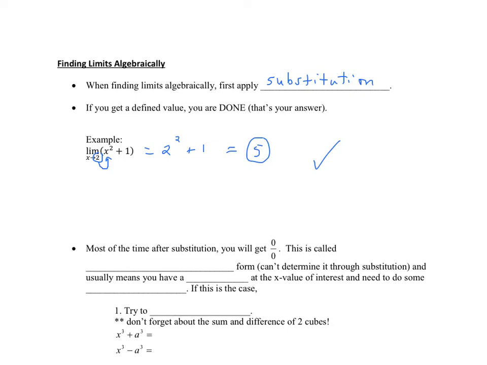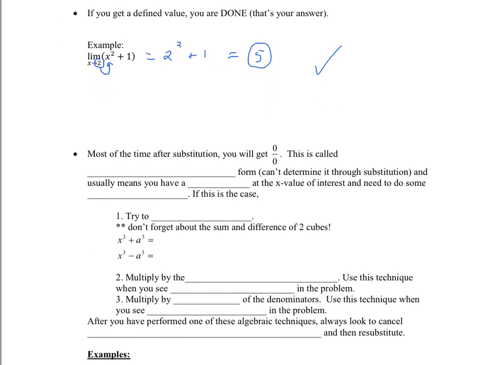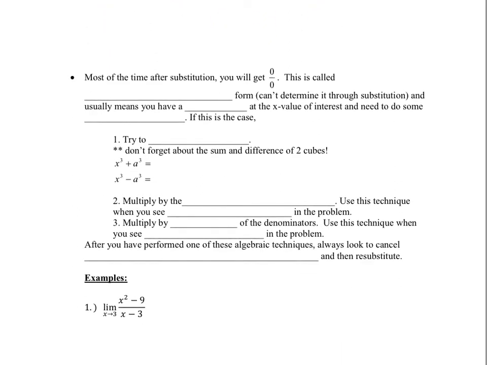Now, unfortunately, it's not going to be that easy most of the time. Most of the time, after you perform your substitution, you're going to get 0 over 0. We have a special name for that. That is called indeterminate form. Indeterminate form means we can't determine what it is through direct substitution. So 0 over 0 means there's going to be an answer out there, but we have to do some work to find it. Direct substitution won't work.